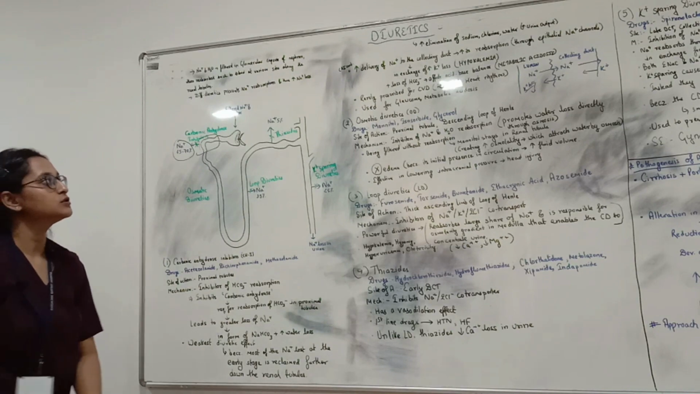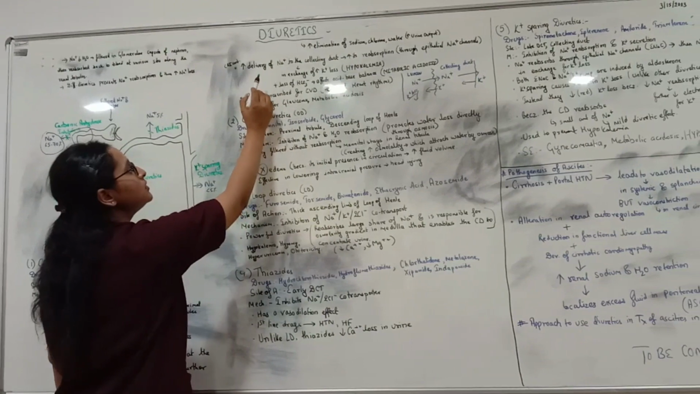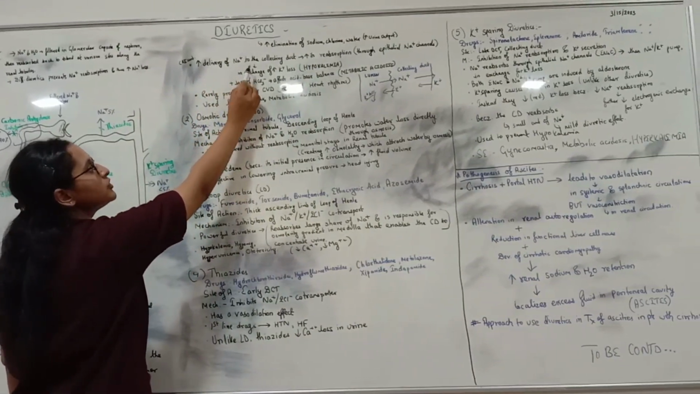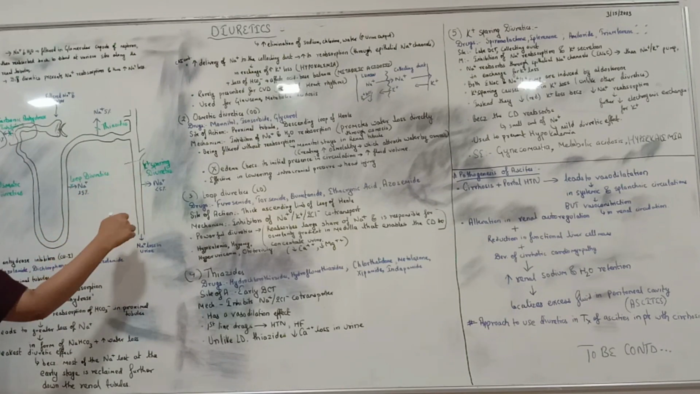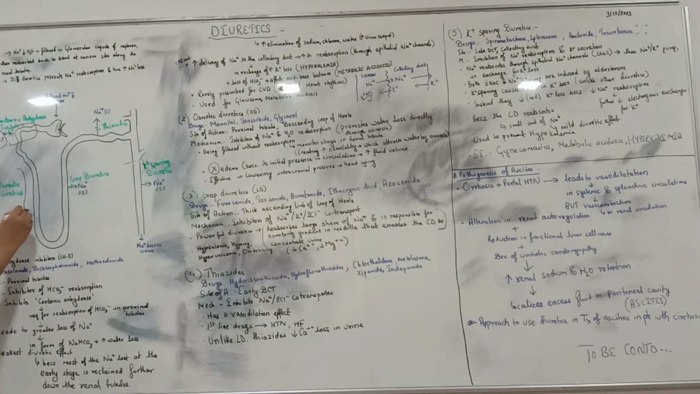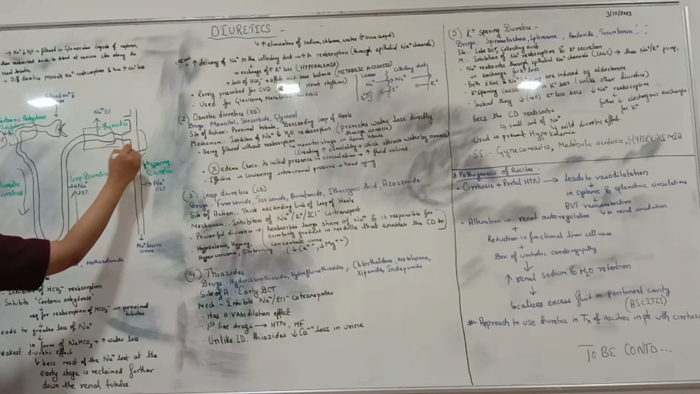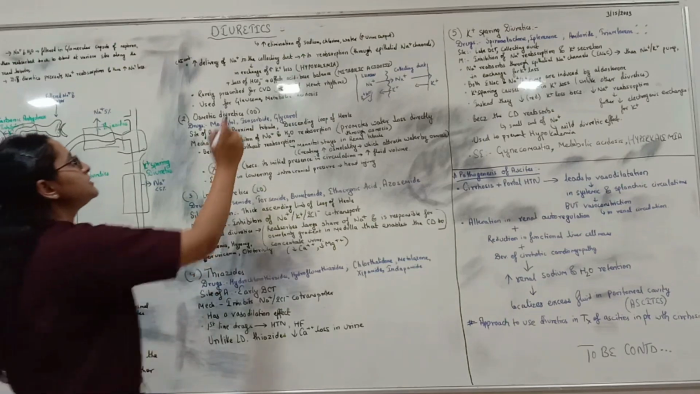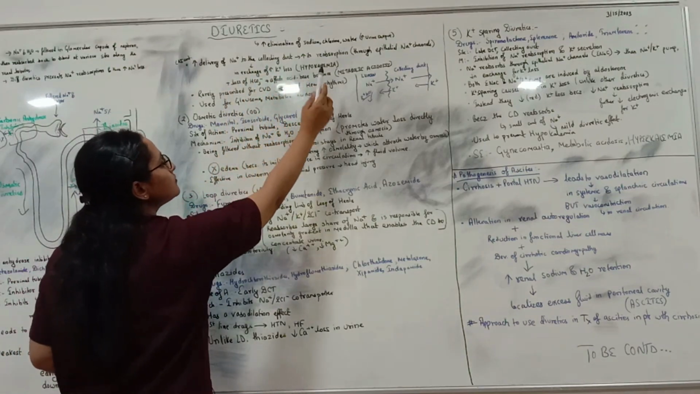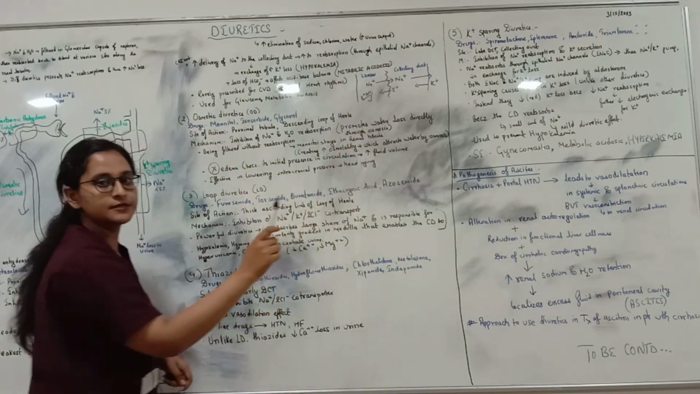Continuing with the carbonic anhydrase inhibitor, it increases the delivery of sodium to the collecting duct. This one is the collecting duct. This is the descending loop of Henle, this is the ascending loop of Henle, and this is the early DCT. This is the late DCT, and this one is the collecting duct. So it increases sodium delivery to the collecting duct and further increases reabsorption through epithelial sodium channels. Understood?